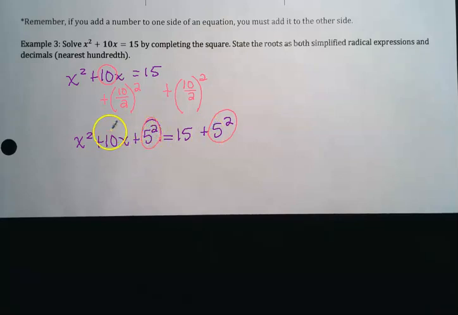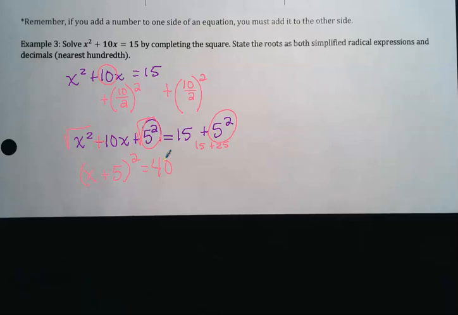This one is fine, right? Because we want to take the square root of both of these. So then I'm going to have x. This is addition, so it's going to be plus 5. So that quantity x plus 5 squared is equal to, how is it helpful to have 15 plus 5 squared? No, it's really not, right? On the right side, in this case, we really need to do 15 plus 25, which equals 40.